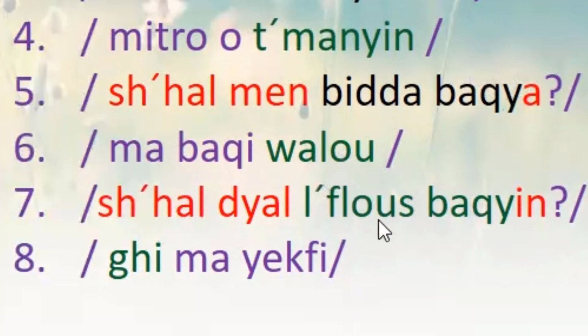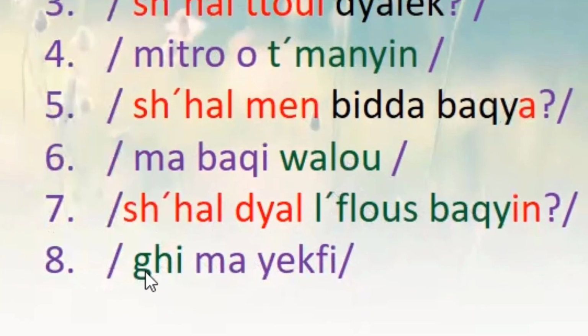So الفلوس is plural, okay, in Moroccan Arabic. Number 8. Just enough. غي ما يكفي. So just is غي. ما يكفي is enough. Or غي الكفاية. Or غي ما يكفي.